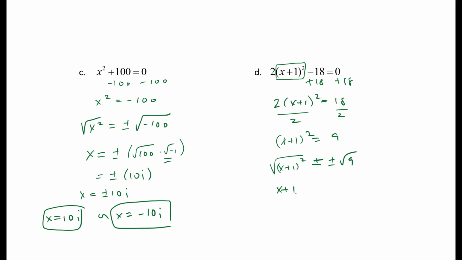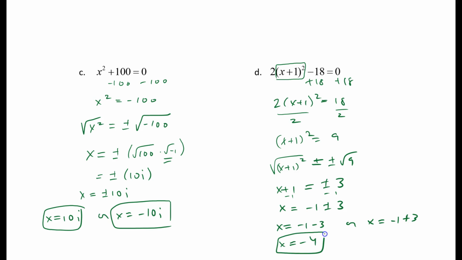Again, the square root of (x plus 1) squared is just x plus 1. Equals plus or minus 3. x equals, subtract 1 from both sides, -1 plus or minus 3. x equals -1 minus 3, or x equals -1 plus 3. x equals -4, or x equals 2.